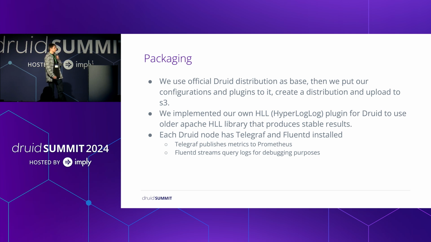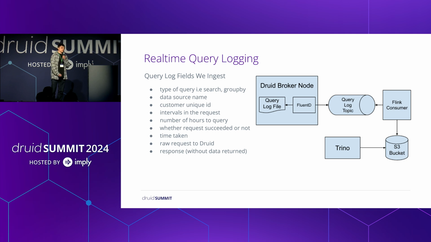Let's go to this one. So as I mentioned, for each Druid node, we have Fluentd installed that is looking at the query log file. And once we have a new line, it sends data to Kafka. We have a simple Flink consumer that puts data to S3 in a table, so we can query it with Trino in real time.